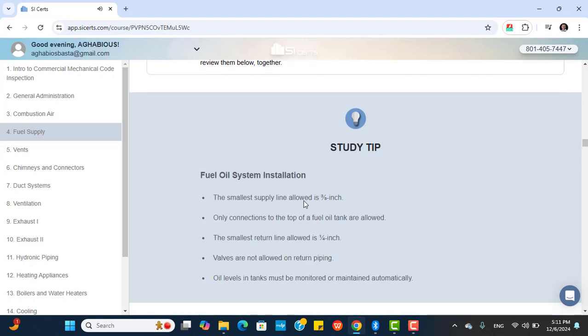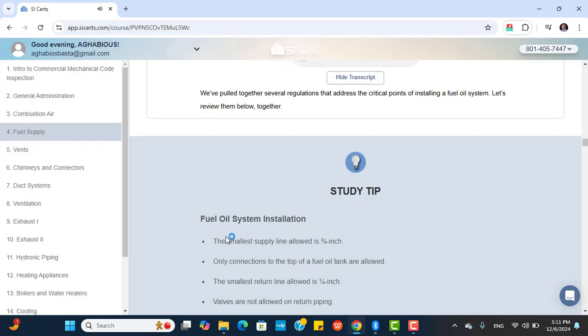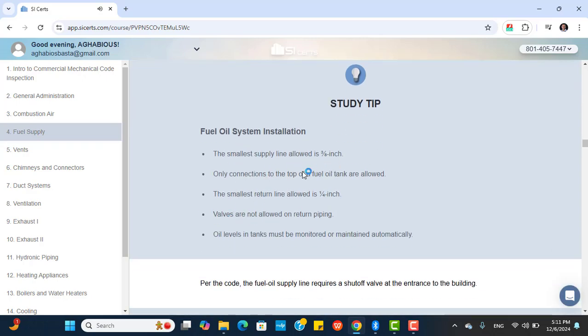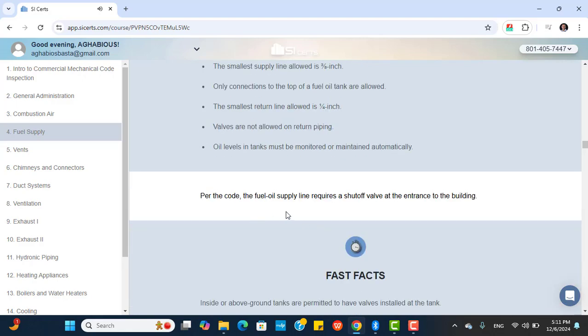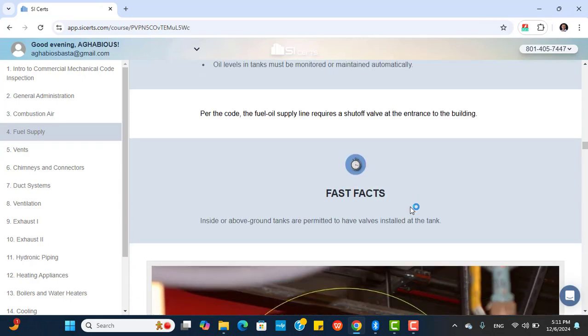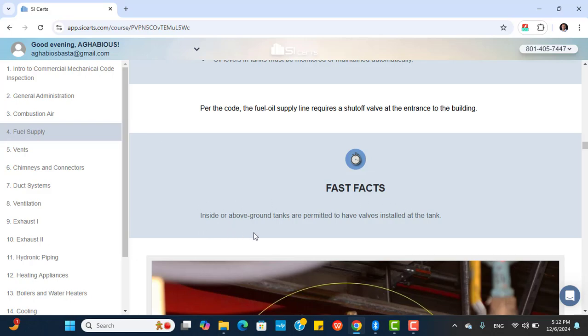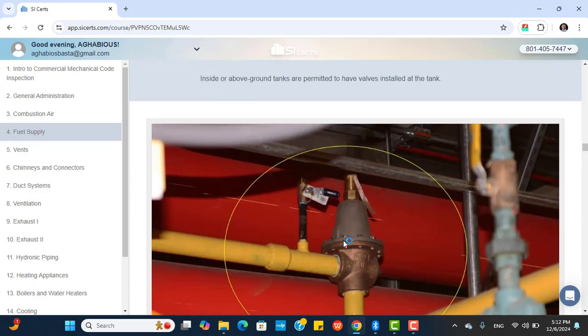Fuel oil system installation. The smallest supply line allowed is 3/8 of an inch. Only connections to the top of a fuel oil tank are allowed. The smallest return line allowed is 1/4 of an inch. Valves are not allowed on return piping. And oil levels in tanks must be monitored or maintained automatically. Per the code, the fuel oil supply line requires a shut-off valve at the entrance of the building. Fast facts: inside or above ground tanks are permitted to have valves installed at the tank.